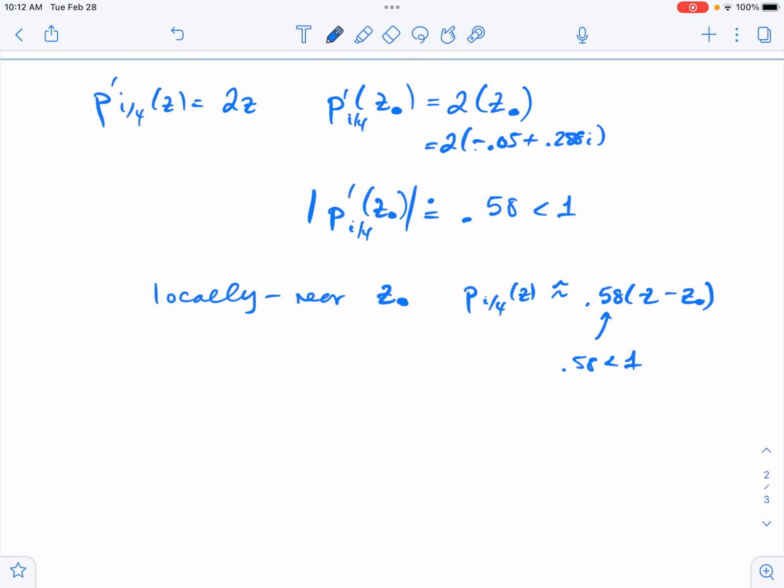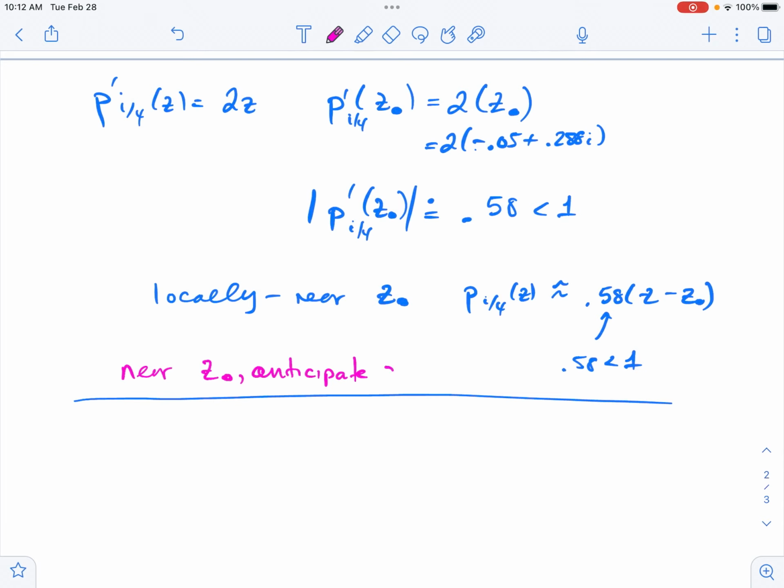On the other hand, if I do the same computation at z star, so this was smaller than 1, so what we should believe here is that the behavior we should anticipate near z dot is spiraling in orbits.